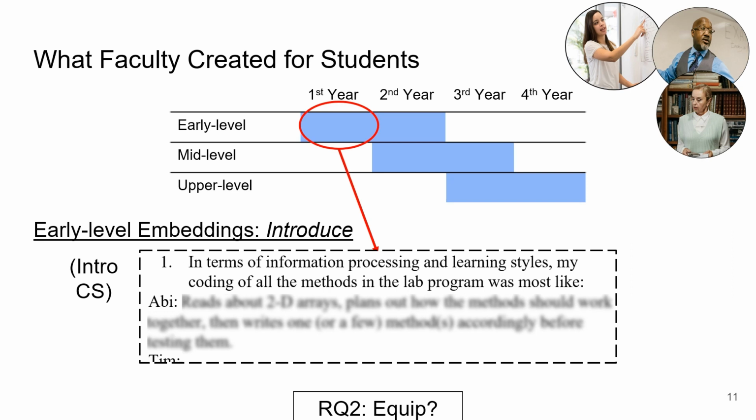In the example on the screen, an Intro CS faculty member ended a lab by asking students, in terms of information processing and learning style facets, which persona their approach to the lab was most like, and they provided descriptions of each persona's approach.